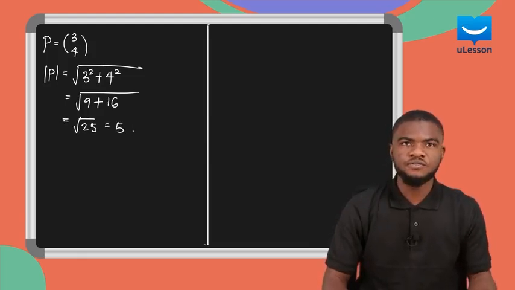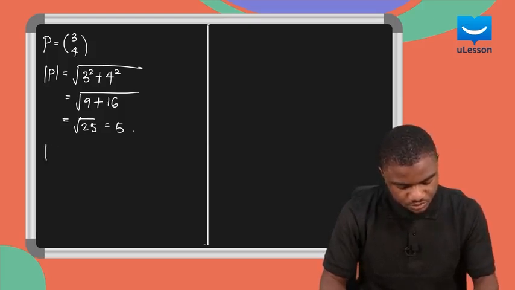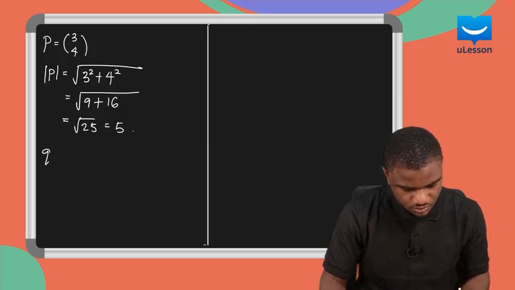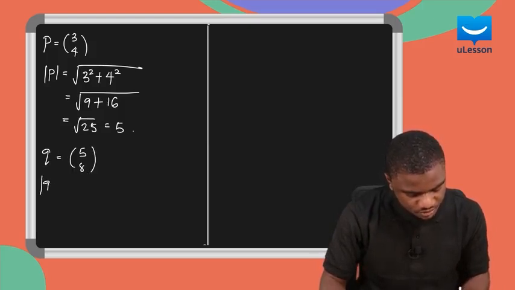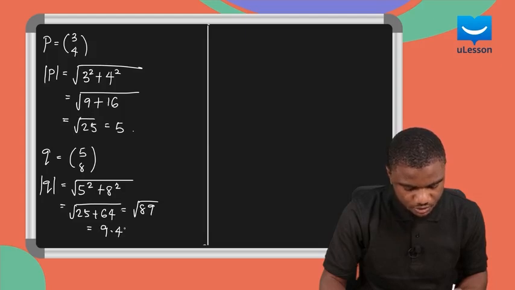We are also to find the magnitude of Q. Since Q is equal to (5, 8), the magnitude of Q becomes the square root of 5 squared plus 8 squared, which is equal to the square root of 25 plus 64, and that becomes root 89, which is 9.43.